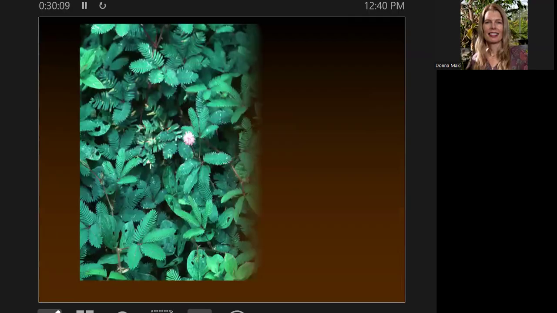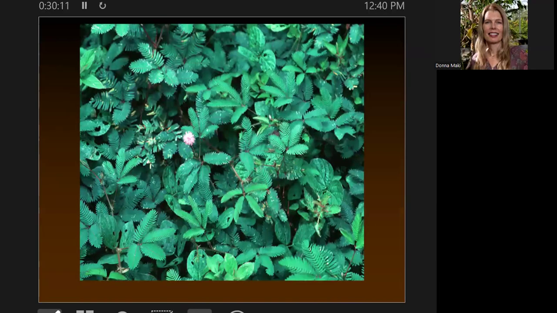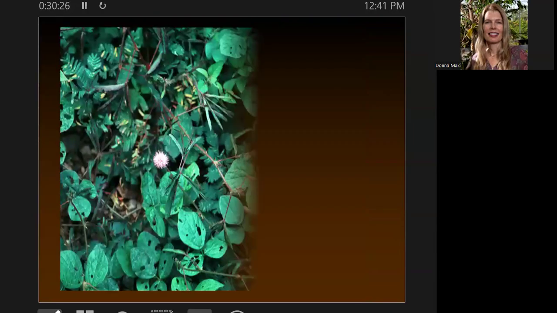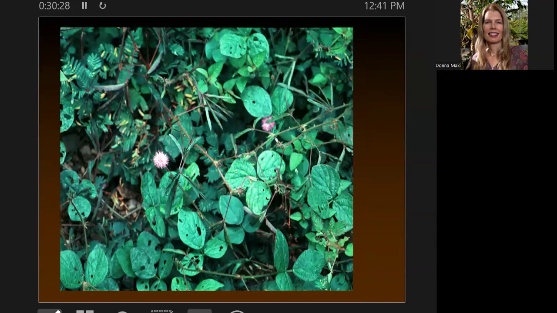So this picture is showing Mimosa pudica, the sensitive plant, in its native habitat. It likes to grow along roadways in tropical areas, and it's mixed in with other plants here. So let me show you this picture, and now I'm going to show you the next picture. Do you see the difference? Let me do it again.